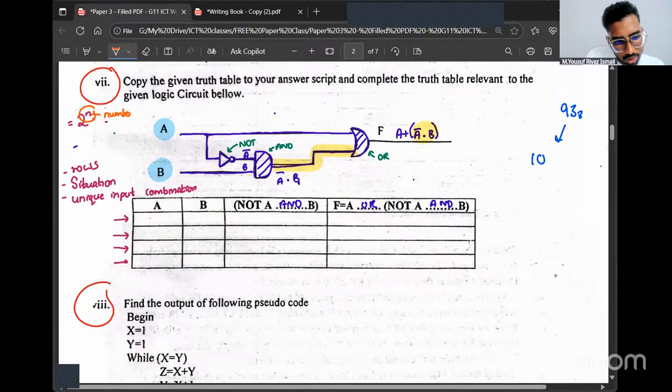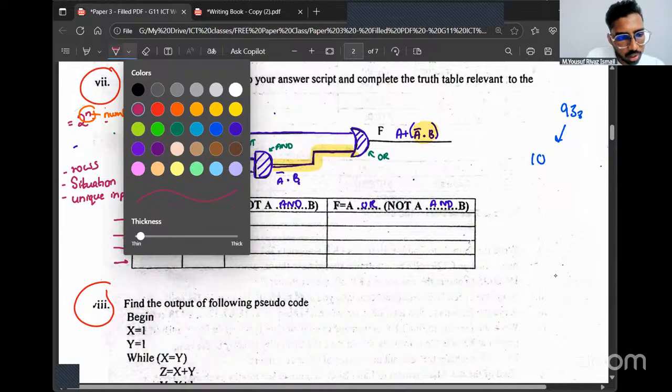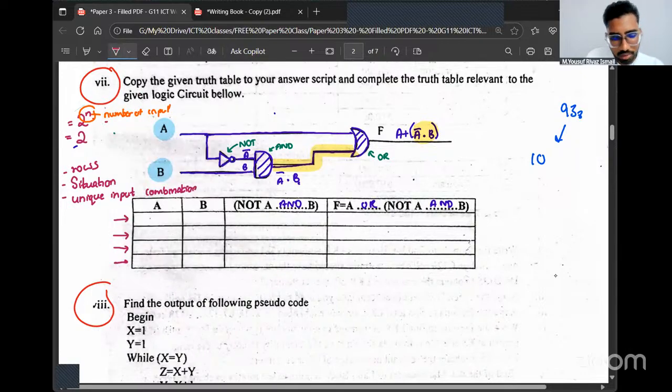Here we have two inputs. So the number of rows is going to be 2 to the power 2, replacing the letter n with the number of inputs. So we have two inputs, which means there could be 4 rows in this table. That's why this table has exactly 4 rows. That's already done for us, so that calculation is unnecessary here.